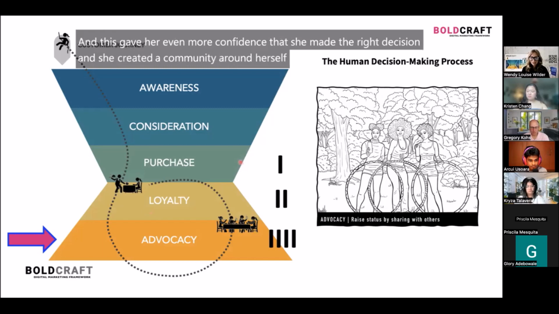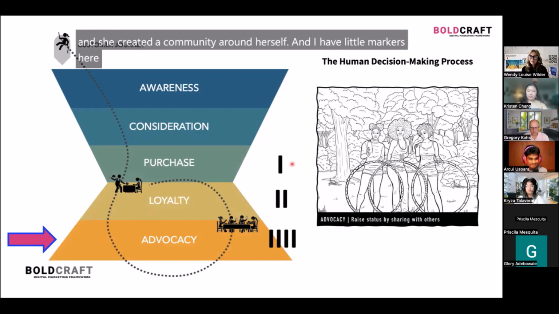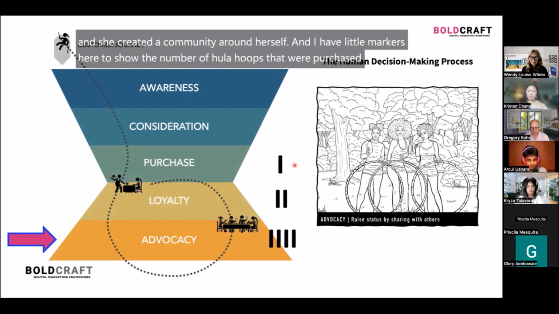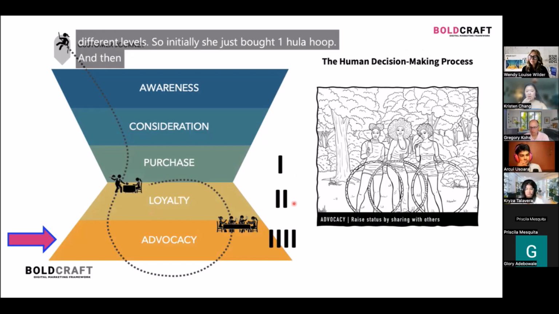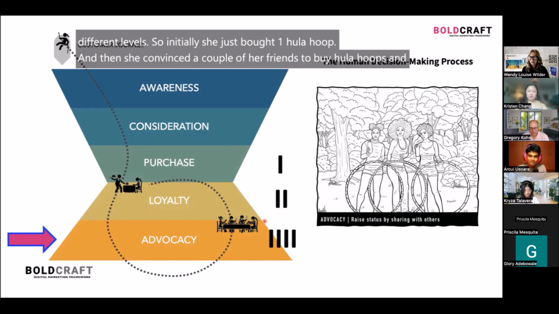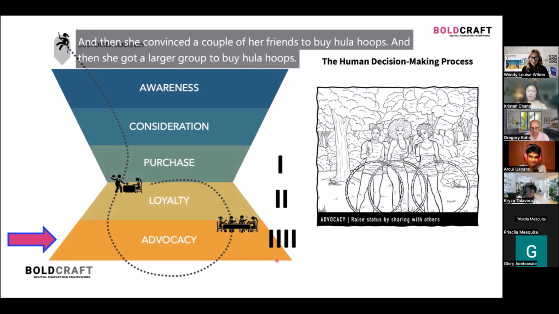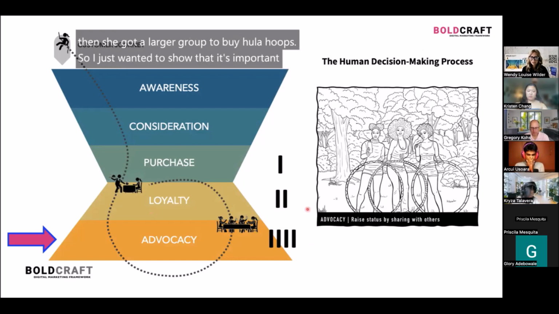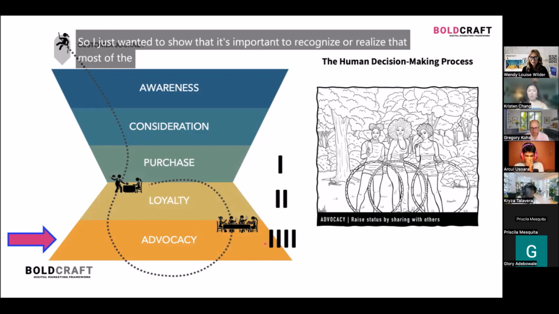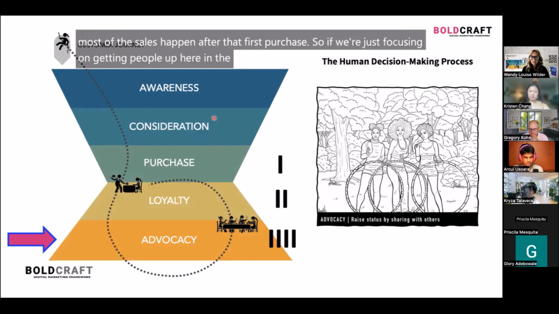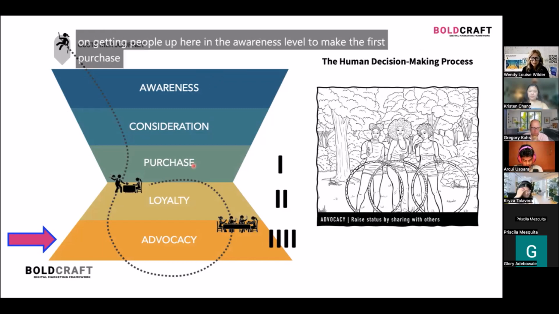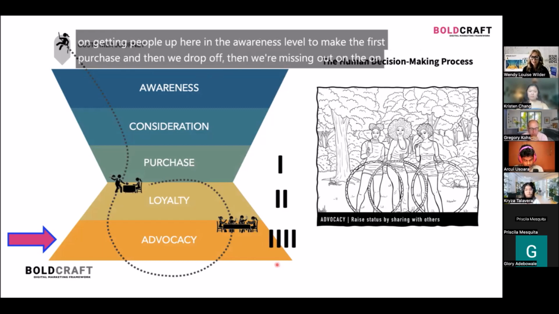herself. And I have little markers here to show the number of hula hoops that were purchased at these different levels. So initially she just bought one hula hoop, and then she convinced a couple of her friends to buy hula hoops, and then she got a larger group to buy hula hoops. So I just wanted to show that it's important to realize that most of the sales happen after that first purchase. So if we're just focusing on getting people up here in the awareness level to make the first purchase and then we drop off, then we're missing out on most of our potential sales.